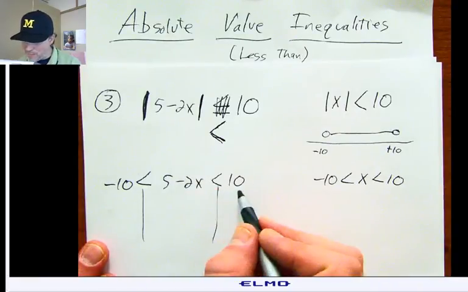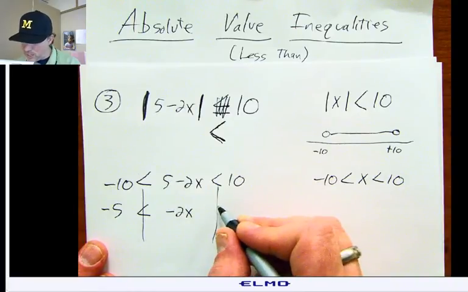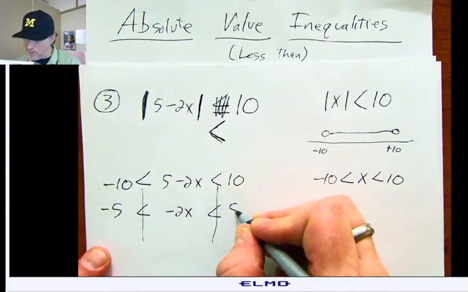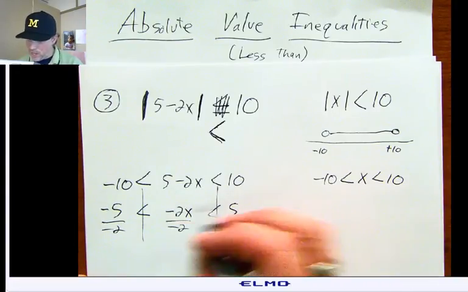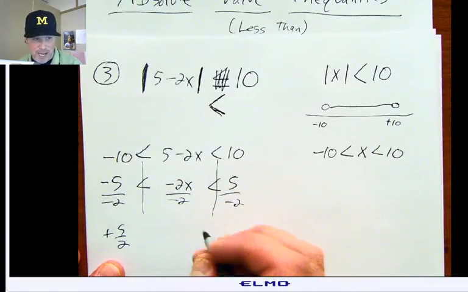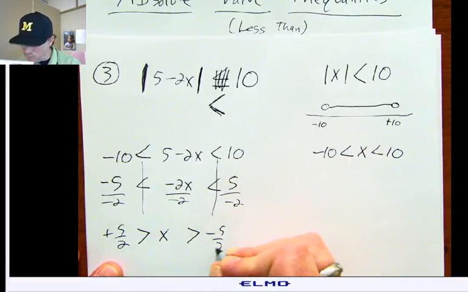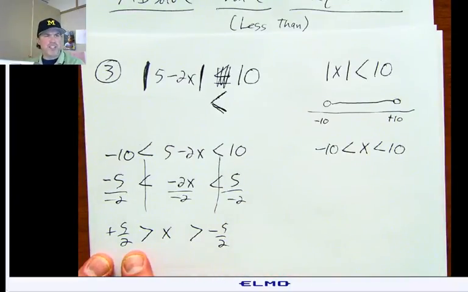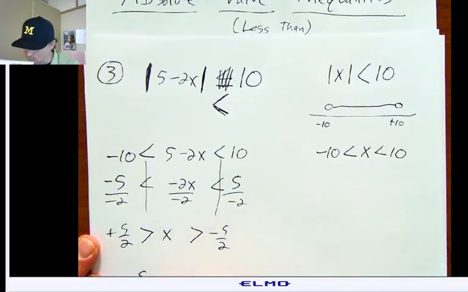If I subtract 5 from all three sides, I get -15 less than -2x less than 5. And then when I divide all three sides by -2, negative divided by negative is positive 5 over 2. The inequality flips because I divided by a negative, so greater than x, greater than -5 over 2. I get kind of confused when these inequalities look like this, so I always like to write it the other way around, so I have the negative first: -5 over 2 is less than x, which is less than positive 5 over 2.